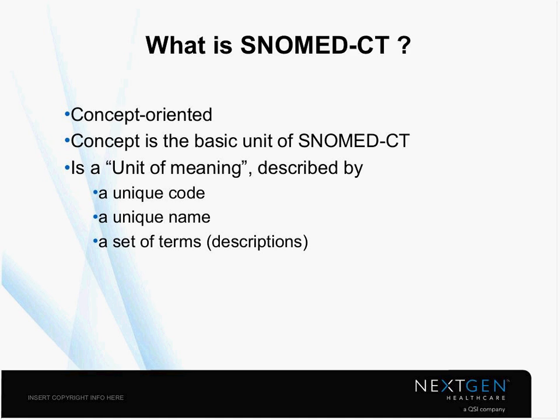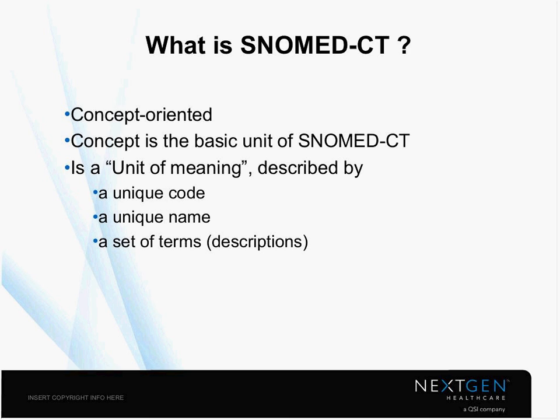Each concept is a unit of meaning described by a unique code, a name, and a set of terms or descriptions. So what this is basically saying is that you have a code that is associated with the term that you're utilizing. And automatically you may think to yourself, well, if I'm going to use some type of code, why don't I just use ICD-9 or ICD-10? The code is not really meant for the end user to memorize or utilize as a search tool. It's basically just for the system, for the computer to categorize this information in the background.